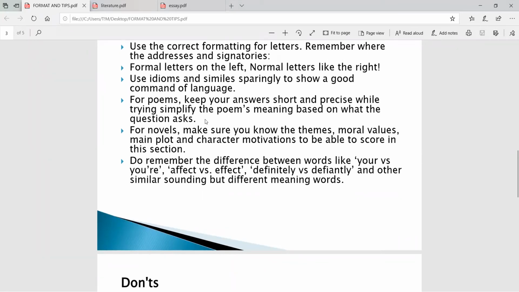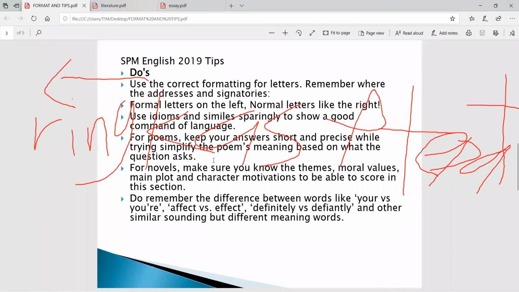For poems, it is actually very, very simple. They use figurative language, but for poems, you just need to understand each and every word. If you understand each and every word, you know the meaning of each stanza, I don't think you will have a problem. If they ask you any type of question, definitely you will be able to answer.